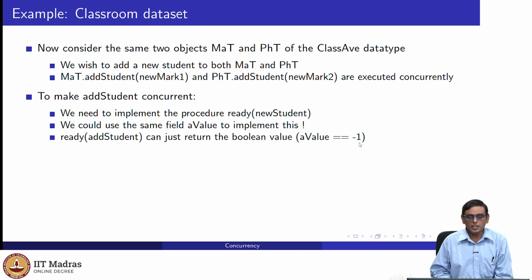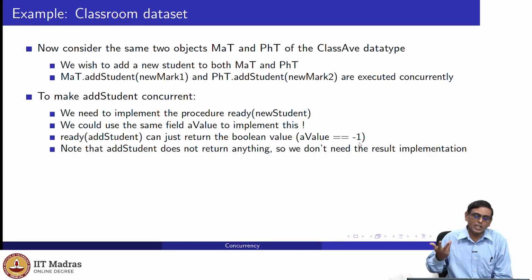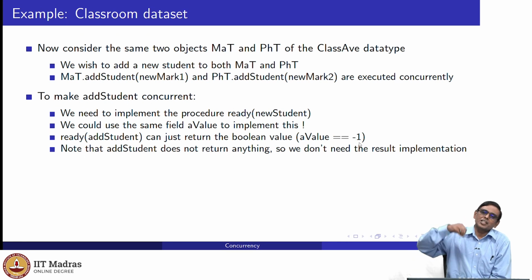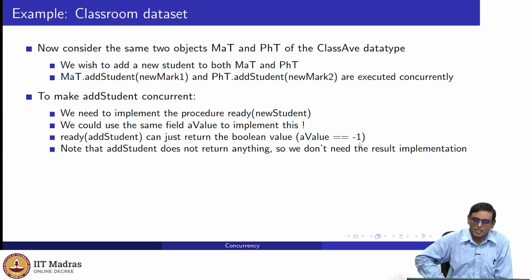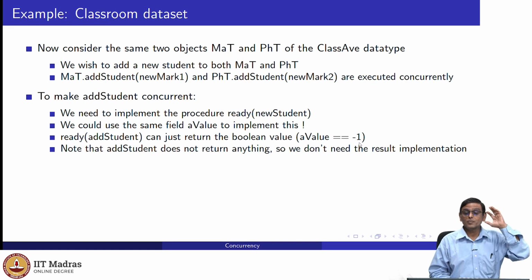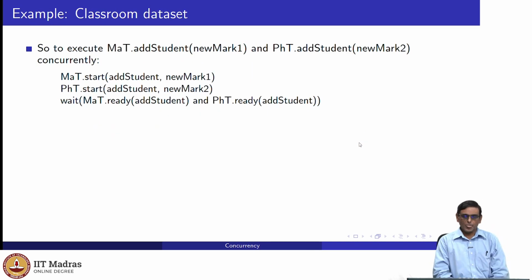And what is the result? We don't need a result because add student is a procedure which has no result, right? It's just adding a student to the marks list and setting a value to -1, otherwise it doesn't return anything. So add student doesn't return anything, so we don't need to implement the result function. So very simple, right? So we have now made both average as well as add student concurrent.